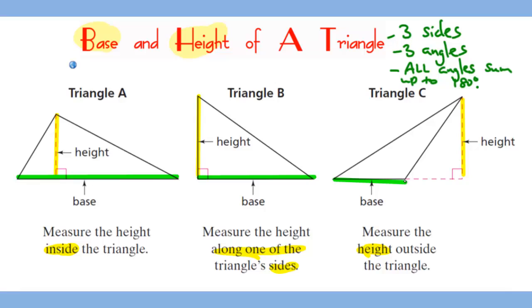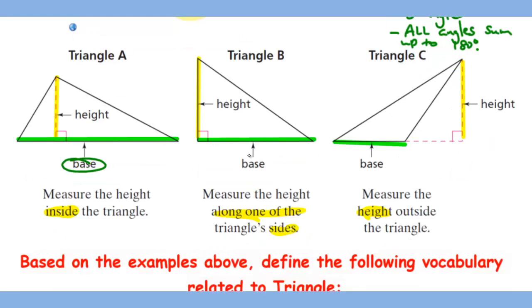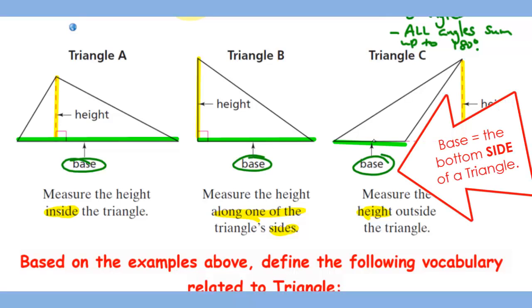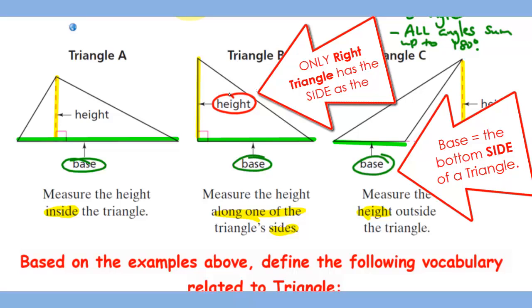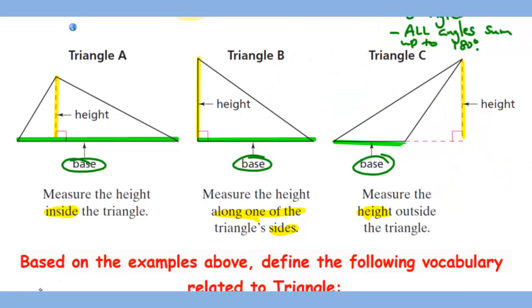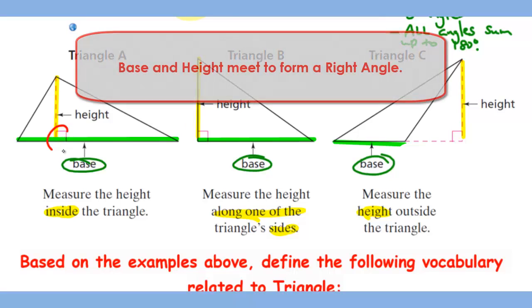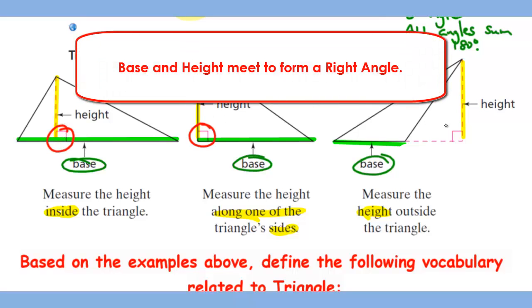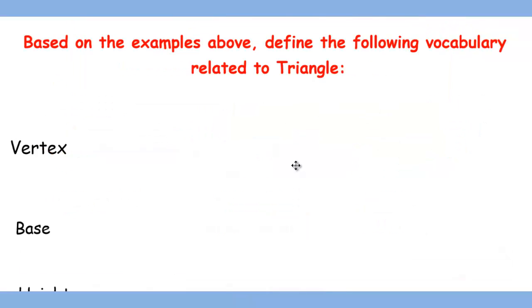So some facts that you should have observed from this example is that the base has to be a side on the triangle, and for the height of the triangle, only triangle B has the height as a side of the triangle because this is a right triangle, and both the base and the height form a right angle in each one of them right here. So based on the information above, how do you define the following words?